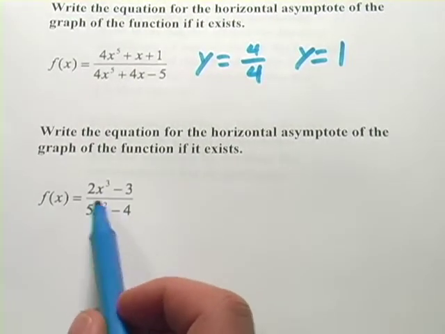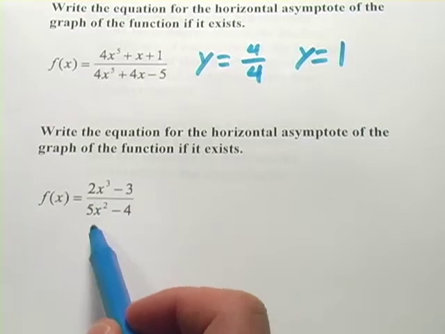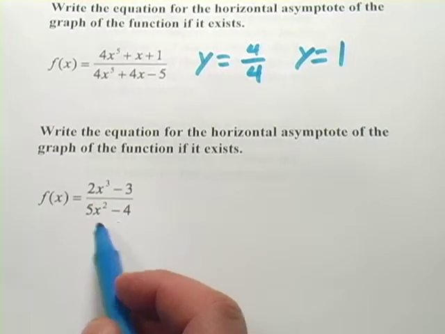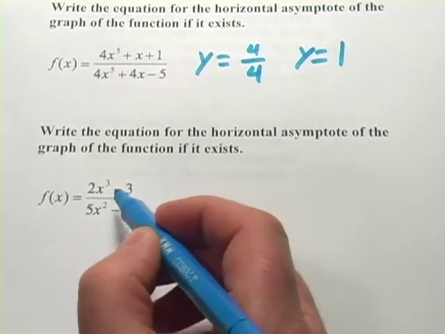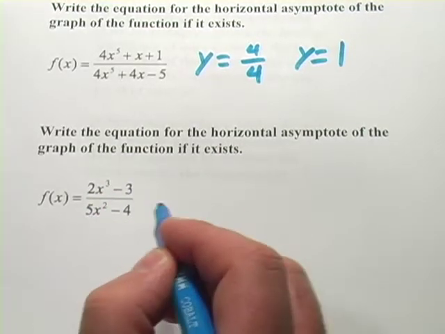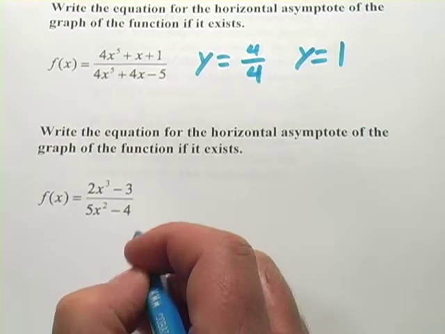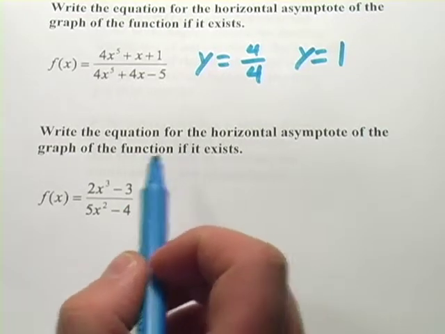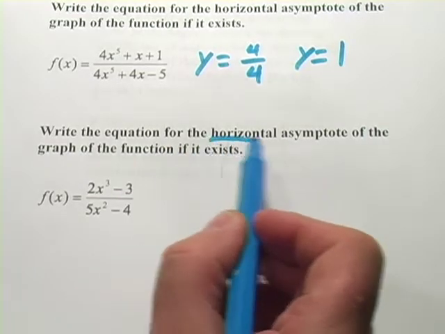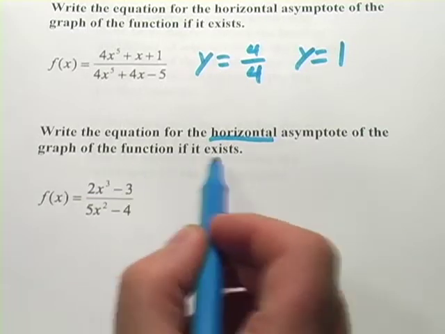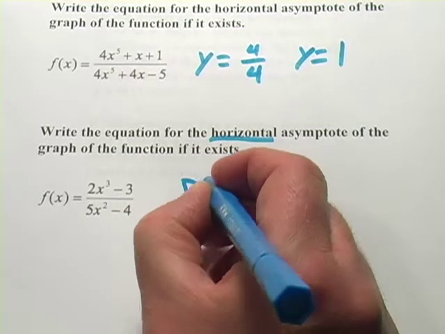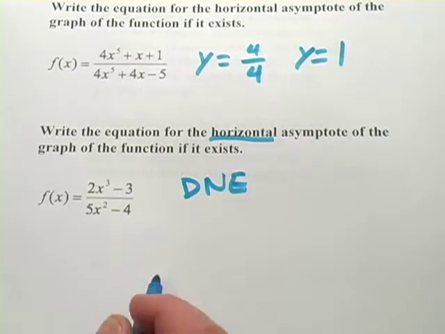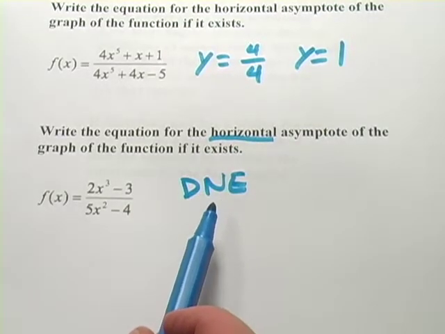And here we have a function, 2x cubed minus 3 over 5x squared minus 4. This is a situation where the degree of the numerator is larger. And in this case, you have to do the division, and what you get is not a horizontal asymptote, but a slant asymptote. But let's read the question here. It says, write the equation for the horizontal asymptote of the graph of the function if it exists. Well, it doesn't. There's no horizontal asymptote here. It's slant, so it does not exist. And that's really all the work you'd have to do for this one.